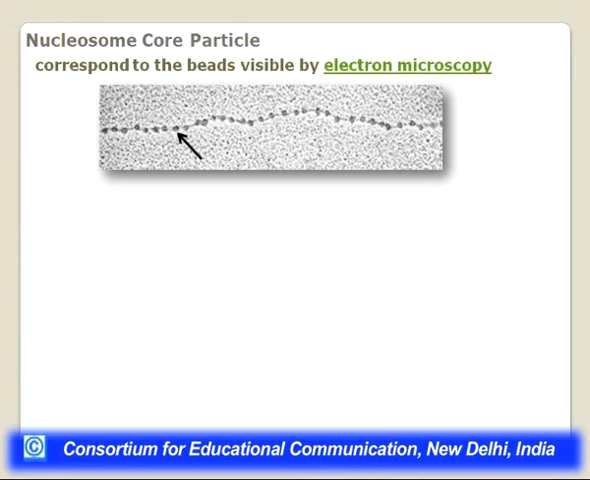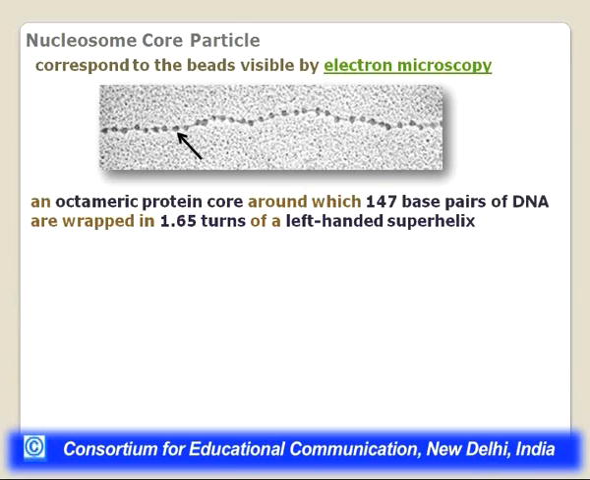The nucleosome core particle corresponds to the beads visible by electron microscopy. When you observe DNA under an electron microscope, it appears like it is shown. The arrows point to the beads, which are basically the nucleosomes, and you can see the spacing. If you cut it with micrococcal nuclease, it will digest the part which is not covered by the protein, and therefore it will give rise to a 200 base pair unit.